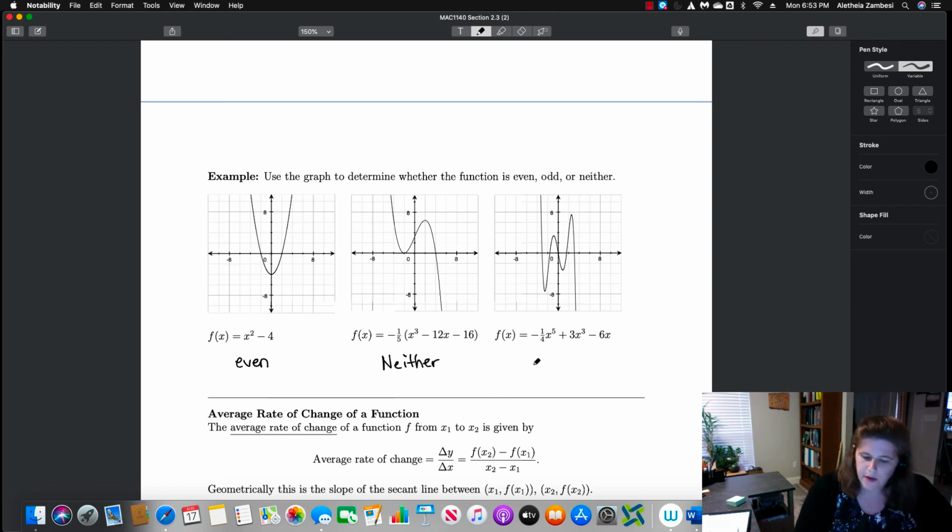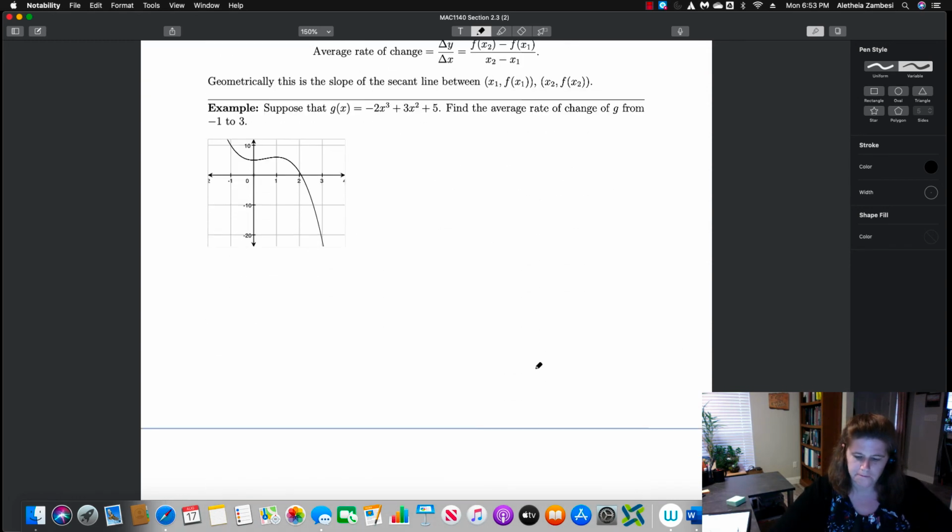This graph here, if I fold it, doesn't meet, it's not even. But if I rotate that 180 degrees, then the function looks the same. So this one is an odd function. And you can check that one algebraically as well.